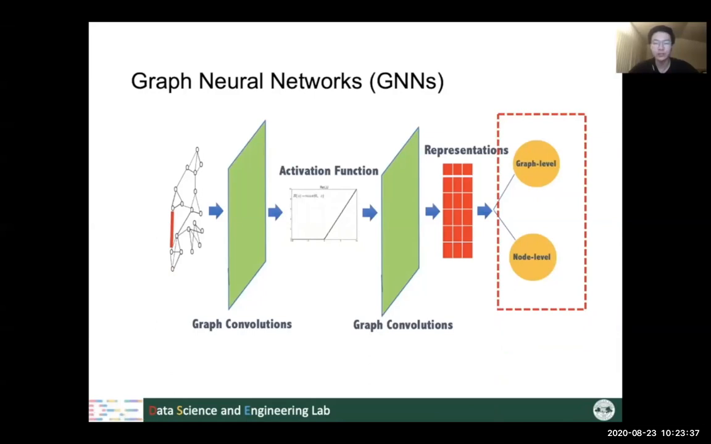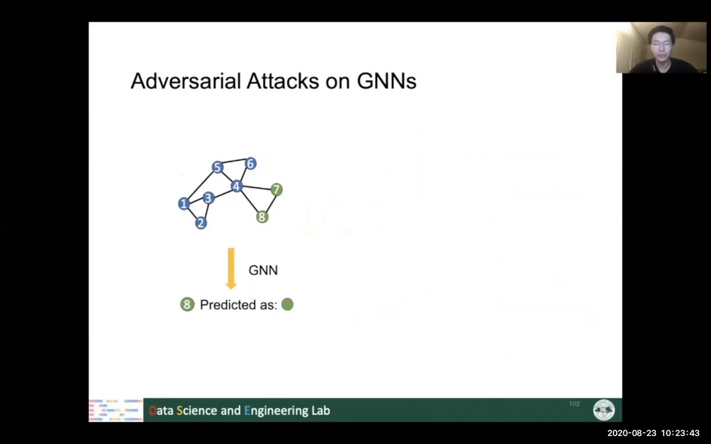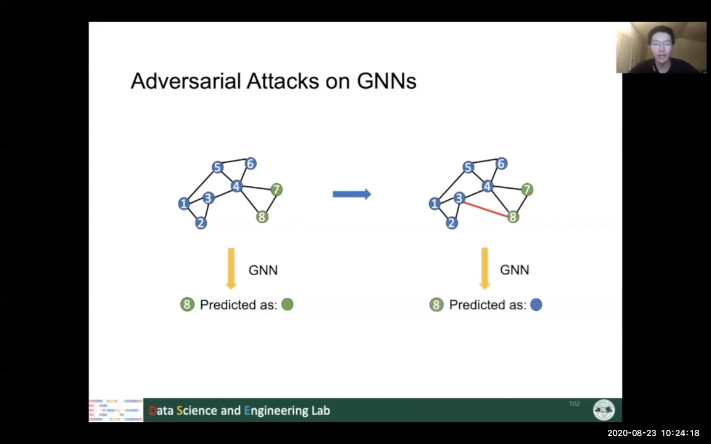Now let's take a look at an example. Here we have a graph which contains 6 blue nodes and 2 green nodes. Here the goal of the GNN is to predict the color of the nodes. And you can see the GNN successfully predicts node 8 as a green node, but then we add some adversarial noise to the graph. That is, we connect the green node 8 with node 3. It is a very small change on the graph, but we find that the GNN will give the wrong prediction and predict node 8 as a blue node. So in this case, the graph neural network is fooled by the adversarial attack.